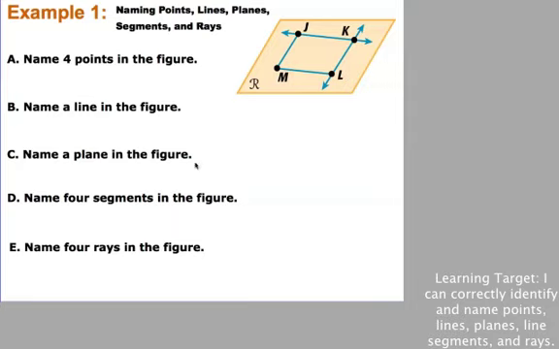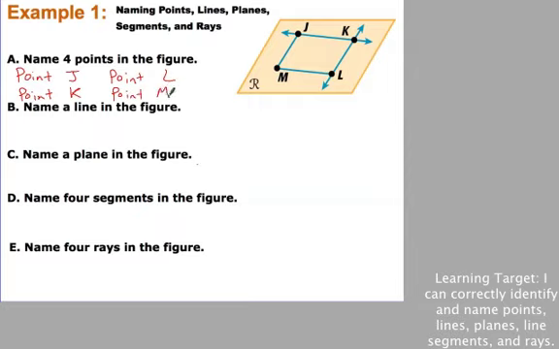To do this example correctly, make sure that you pay special attention to the rules there are for naming the different geometric figures that you see in the notes there. So for naming points, it's very simple. You just need to take those letters there that have dots next to them. Those dots represent points, and write the word point in front of each of those. Point J, point K, point L, point M.